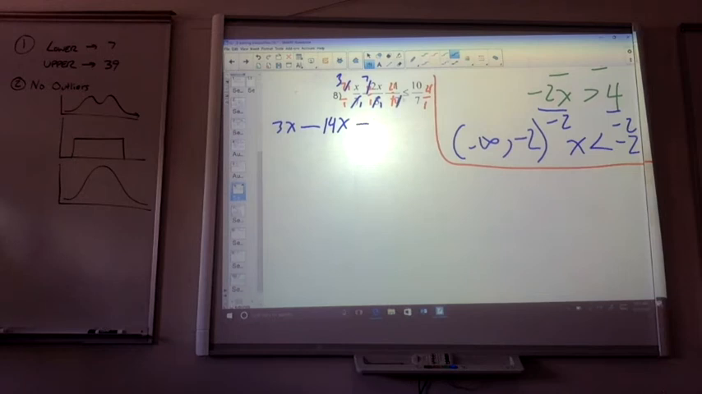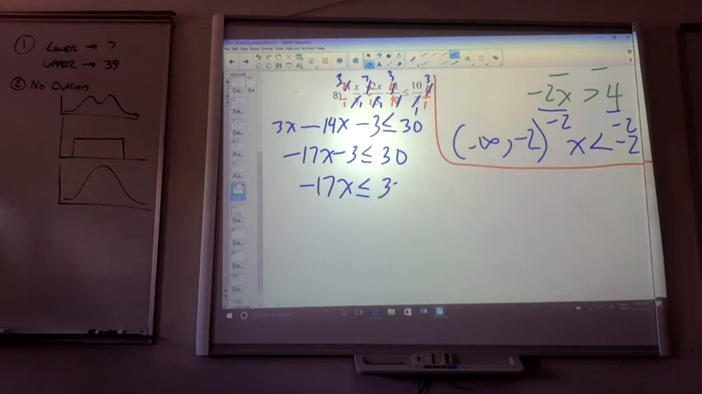Minus sign comes down. 7 goes into 21 3 times, so I get negative 3. Sign stays as is. 7 goes into 21 3 times, so what does this become? 3 times 10, isn't it? 30, right? Combine like terms. I'm going to add 3 to both sides so that this becomes 33.